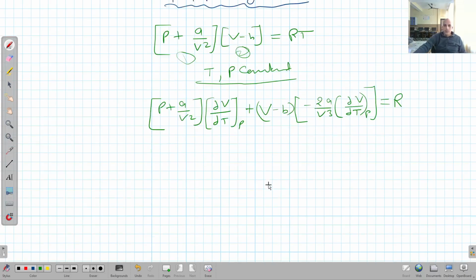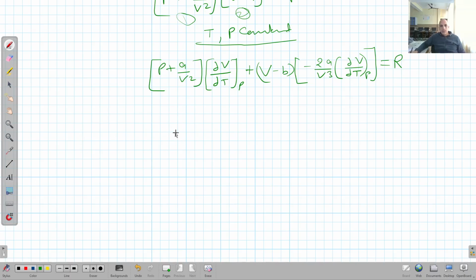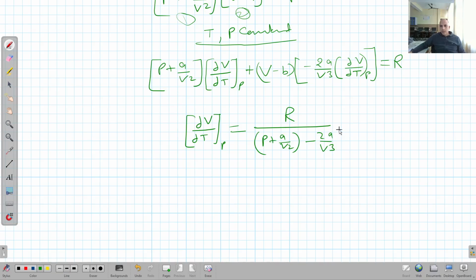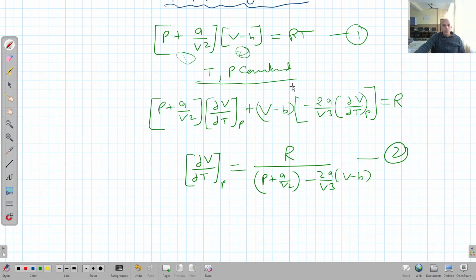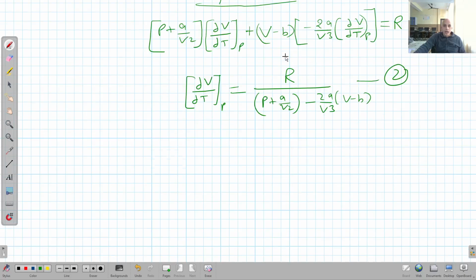So after simplification, when you rearrange it, you will get curly V upon curly T at constant pressure is equal to R upon P plus a upon V square minus 2a upon V cube into V minus b. Clear? Now this is equation number 1, this was equation number 1. Clear? Now from equation number 1, we know very well that P plus a upon V square is equal to RT upon V minus b. Right? If I take this toward this side, then it will give me P plus a upon V square equal to RT upon V minus b.